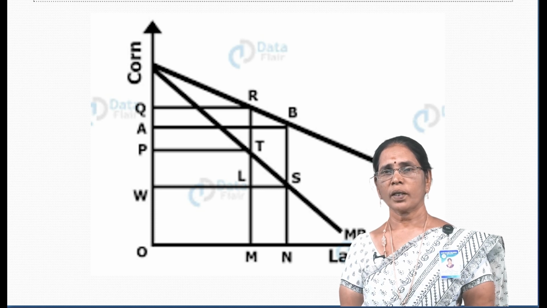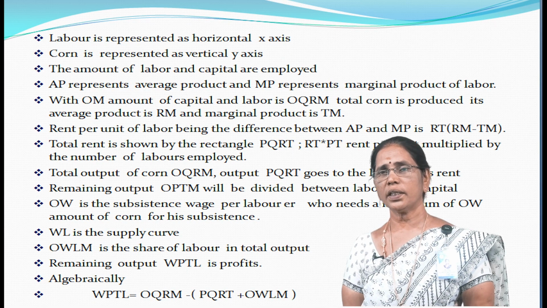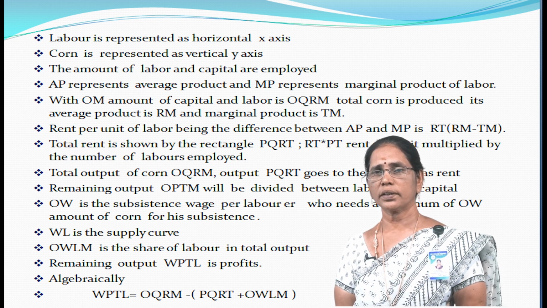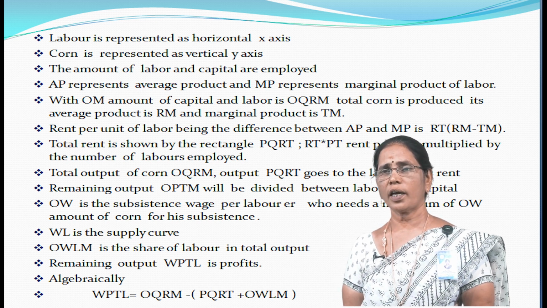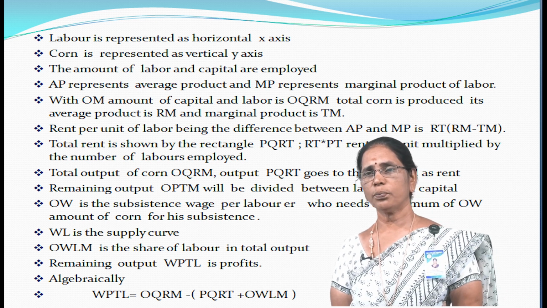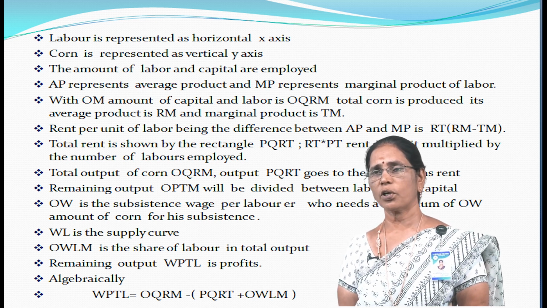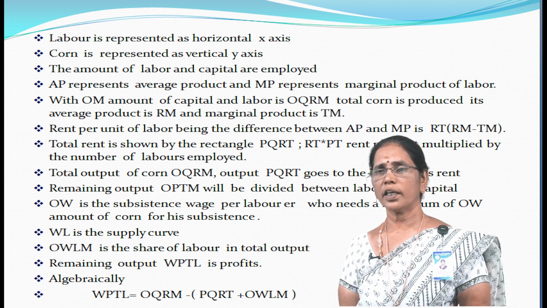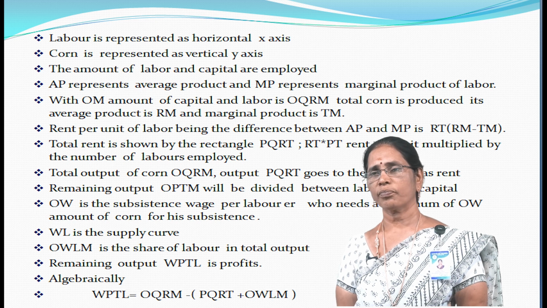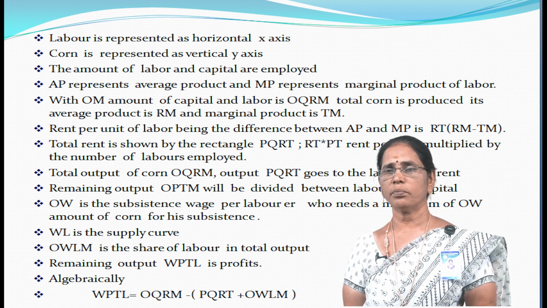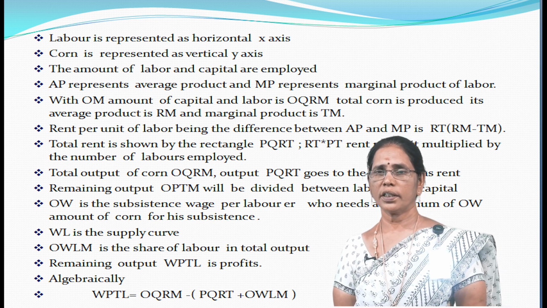Next, labor is represented on the horizontal axis and corn on the vertical axis. The amount of labor and capital are employed. Average productivity represents average product and MP represents marginal product of labor. With OM amount of capital and labor, OQRM total corn is produced. Its average product is RM and marginal product is DM.